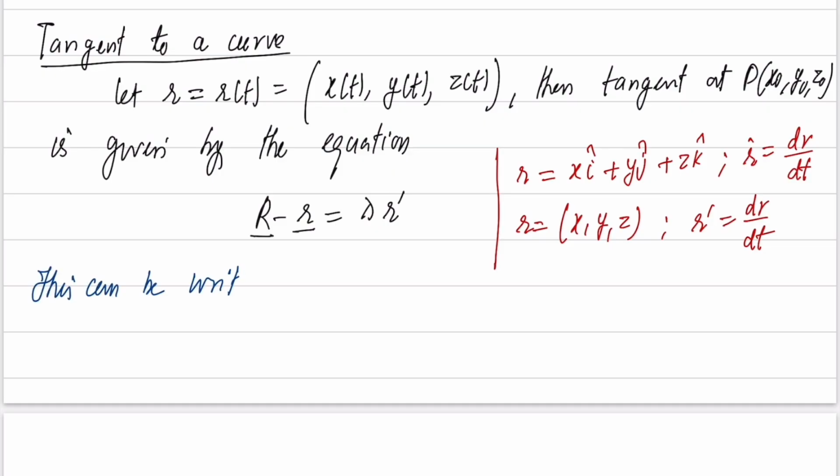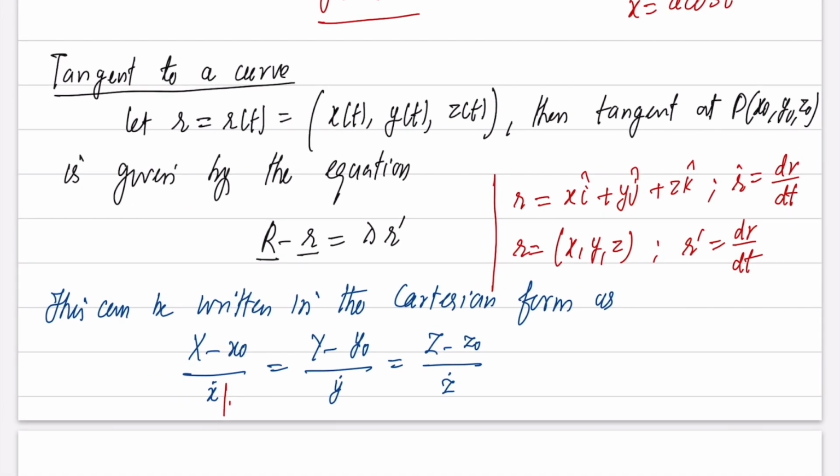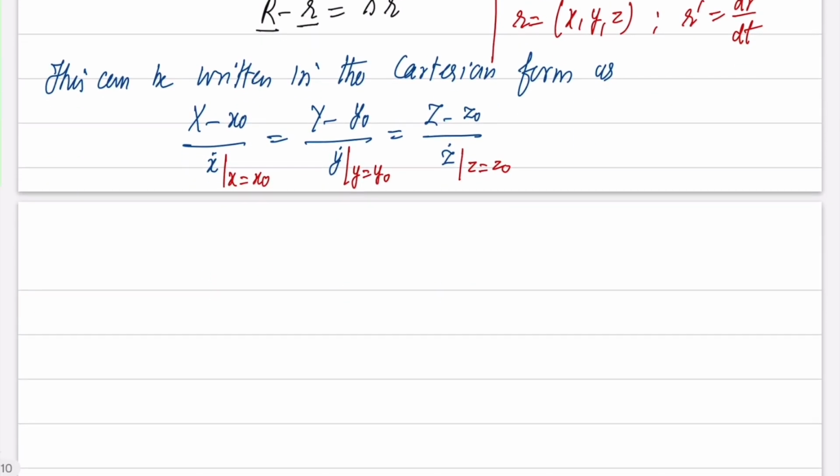This can be written in the Cartesian form as x minus x naught divided by x dot is equal to y minus y naught divided by y dot. This is equal to z minus z naught divided by z dot. And in fact we also need to evaluate this x dot at x equal to x naught, y dot at y equal to y naught and z dot at z is equal to z naught. So this is how we can write down the equation of a tangent to a curve.